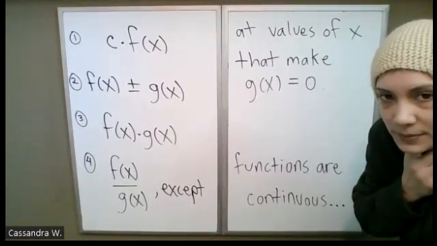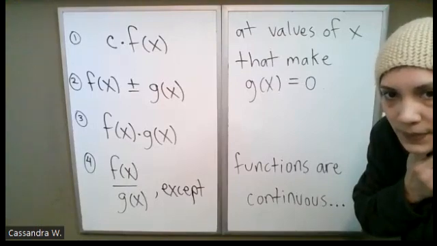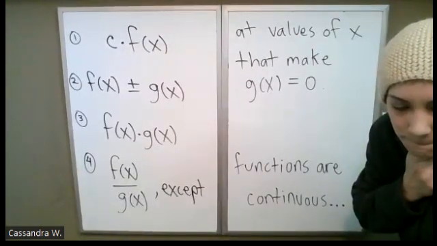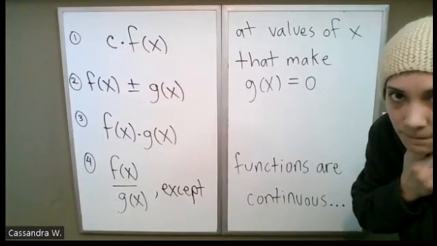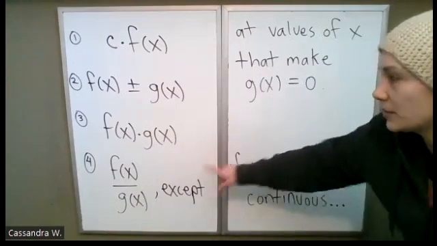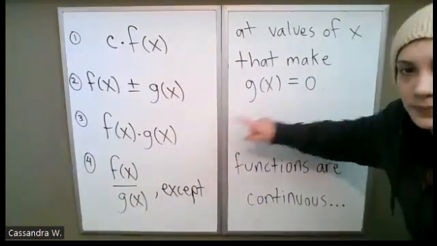Hello? Yeah. My bad. Wait, the at values of x that make g of x equals 0, that's for the quotient one, right? Yeah, for number 4. Okay, just want to make sure.